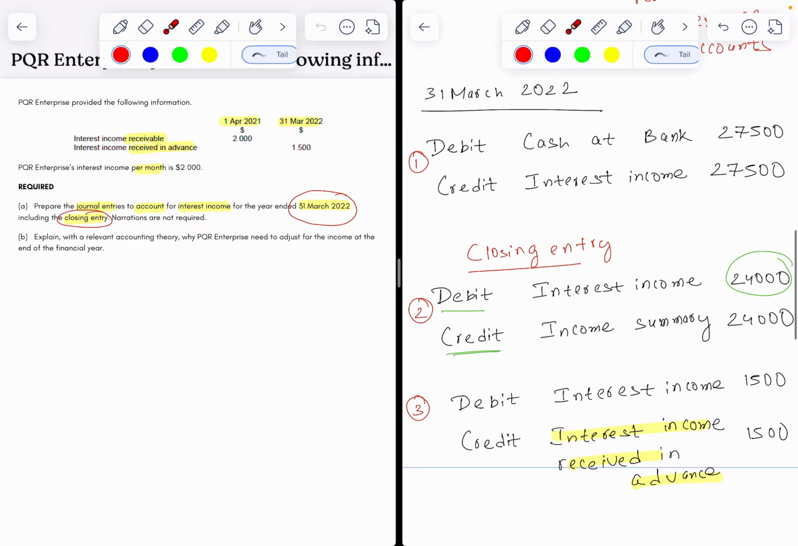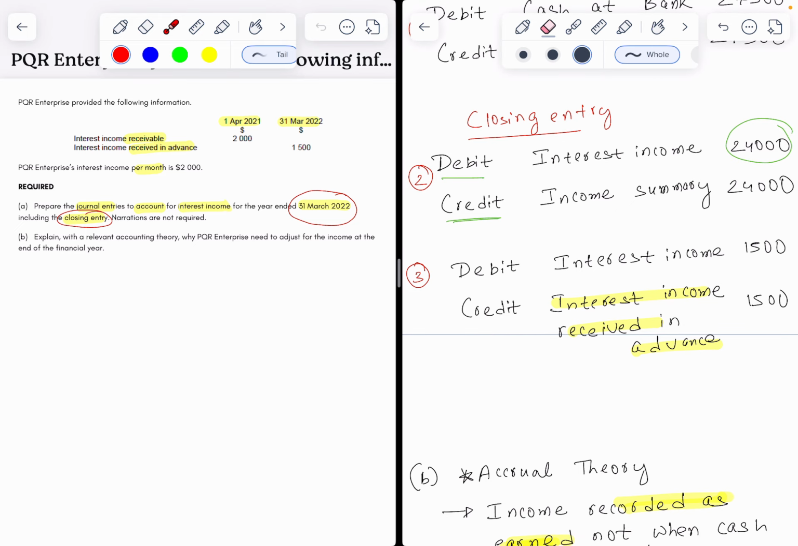So we have already discussed two pairs of journal entries. There is another one at the end of the year at 31 March 2022, which refers to the interest income received in advance. We understand it is a current liability at the end of the year, and all liabilities by default are always credited, right?